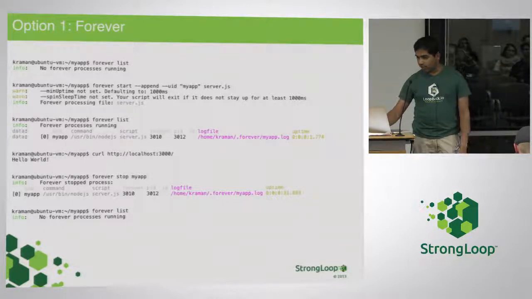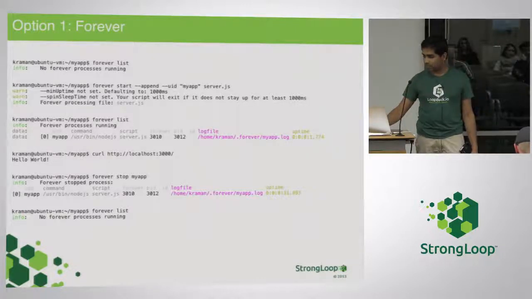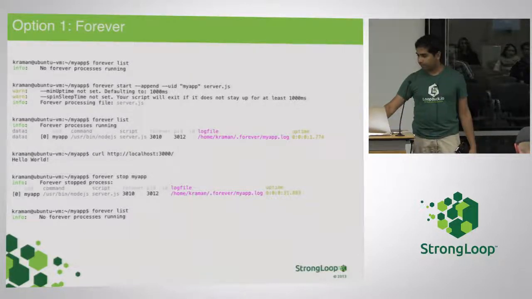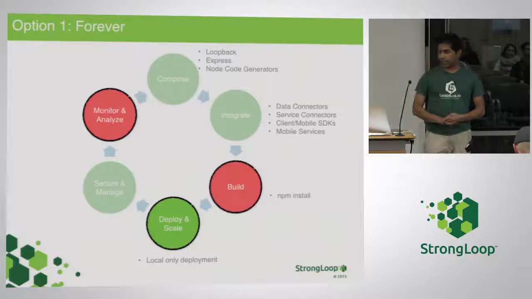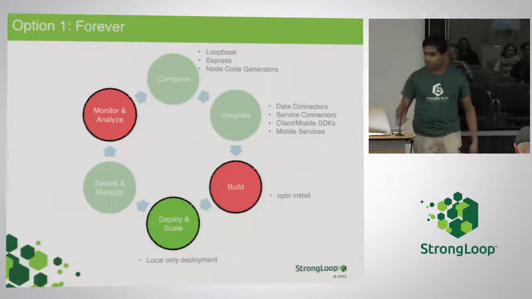And once it's running, you can do a forever list, which will give you a list of all of those applications. Hit it with curl or through the web browser, and once you're done, you can stop it. So if you're looking at Forever, that gives you, well, build step is easy. It doesn't really provide much there. npm does it for you.